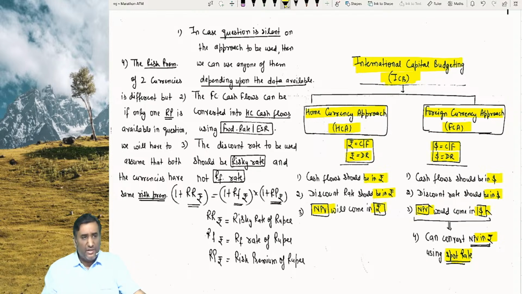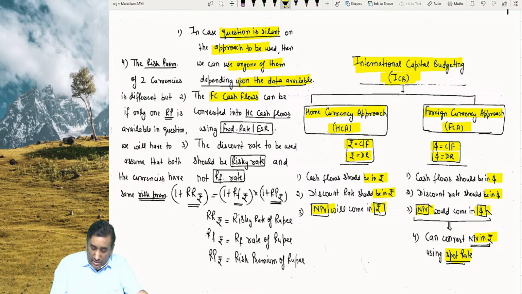Now, what will happen in the question is either he'll give cash flows in one currency and discount rate in the second. You have to convert either the discount rate into the first currency or the cash flow into the second currency, depending on what approach. If he uses the words use foreign currency approach, or use home currency approach, you have no choice. If he does not use this, then it's your choice. Depending on data, you can convert. In case the question is silent. Sir, the question is always silent on approach. Silent means it does not say anything on the approach to be used, so we can use any one of them depending on the data available.